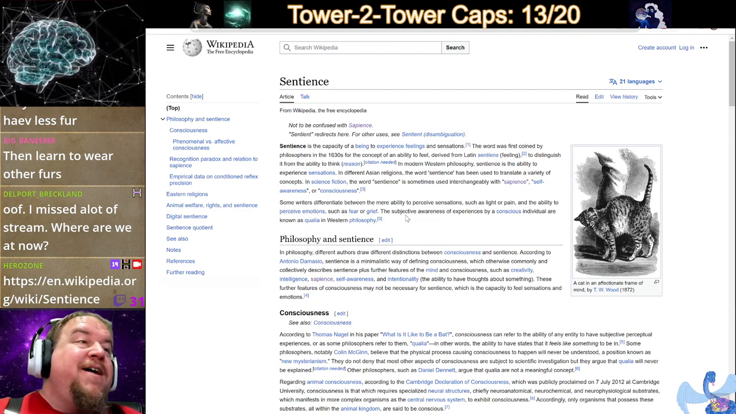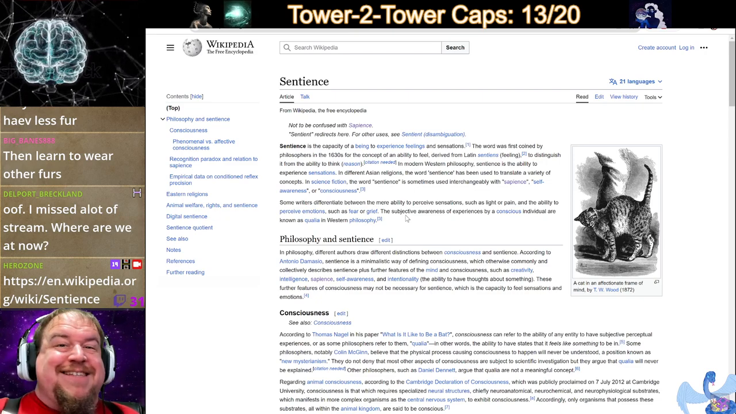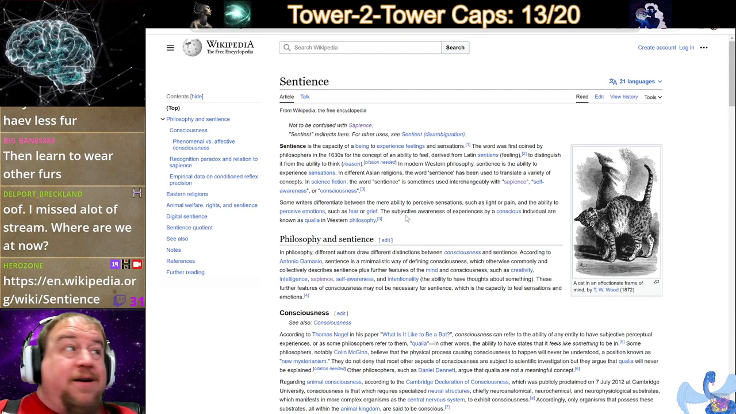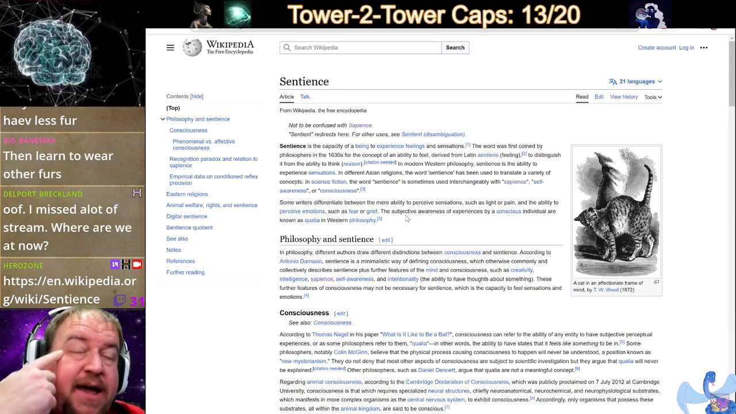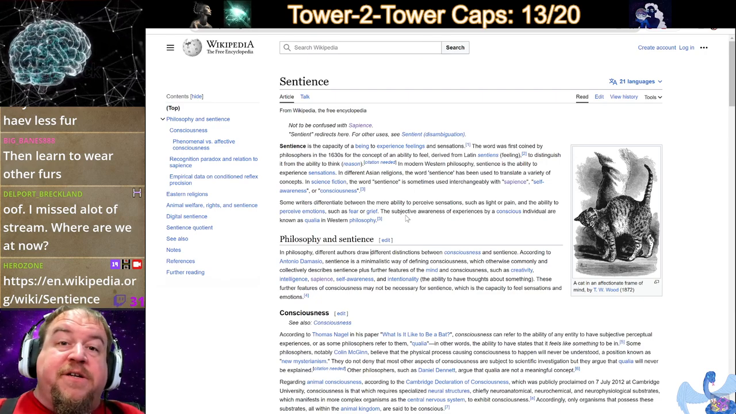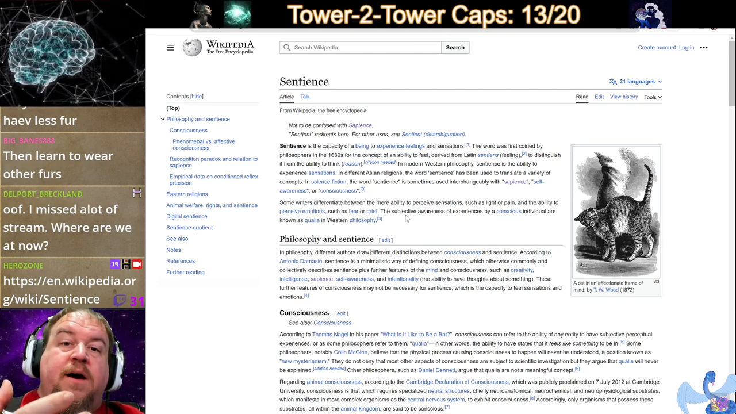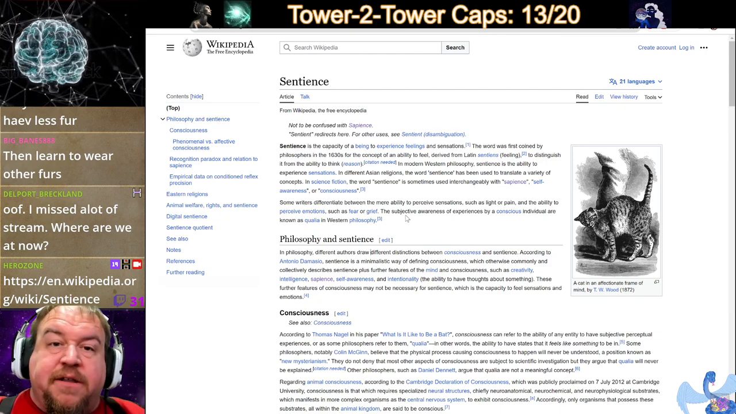Why did we evolve to have less fur, then learn to wear other furs? Well, why did we also evolve to have less pigmentation or epicanthic folds? Or some populations not be able to process alcohol or even dairy? I guess in particular, like milk.